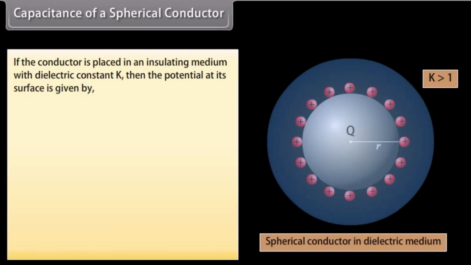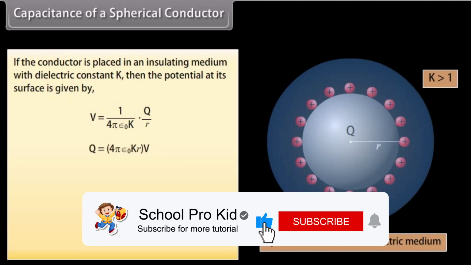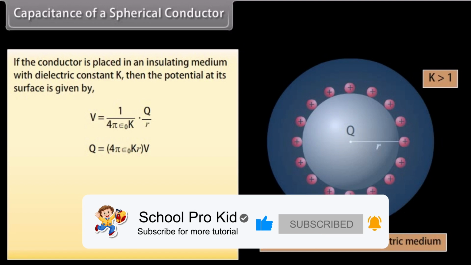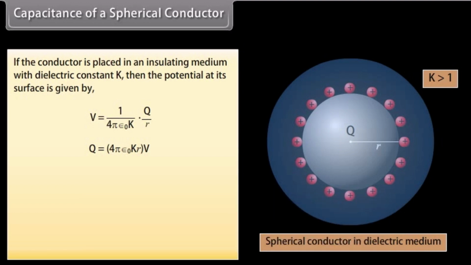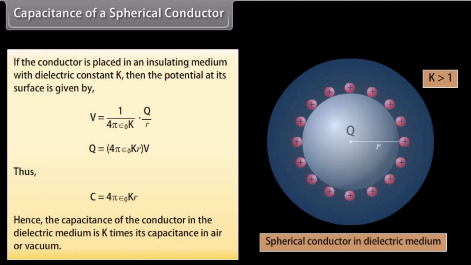If the conductor is placed in an insulating medium with dielectric constant K, then the potential at its surface is given by V is equal to 1 upon 4 pi epsilon naught K multiplied by Q upon R. It can also be written as Q is equal to the product of 4 pi epsilon naught K, R and V. Thus, C is equal to 4 pi epsilon naught K R. Hence, the capacitance of the conductor in the dielectric medium is K times its capacitance in air or vacuum.